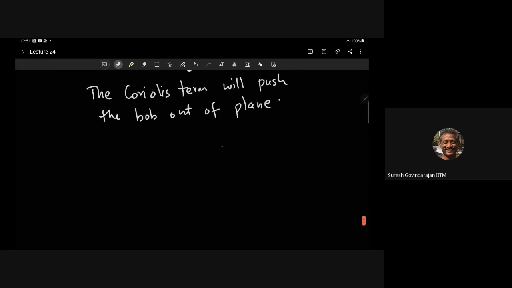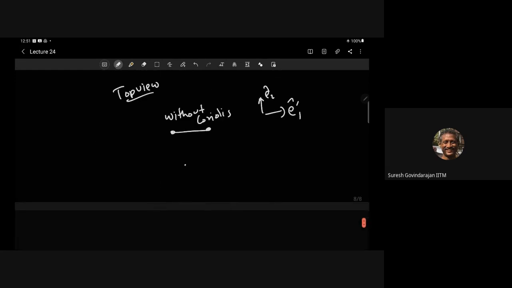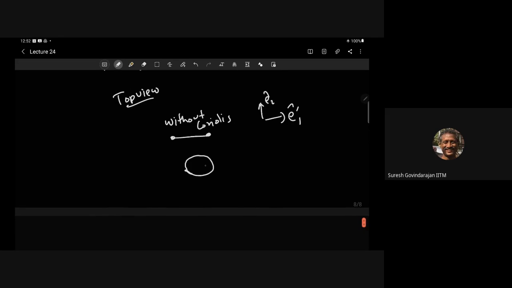If you look at it from the top, in the E1 prime, E2 prime plane, if there was no Coriolis force, you would see the bob going back and forth like this. This is the top view without Coriolis. With Coriolis, what you will see is that there will be some kind of oscillation. So it will no longer be planar. This is with Coriolis force.